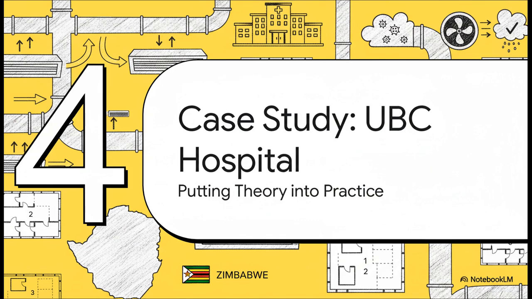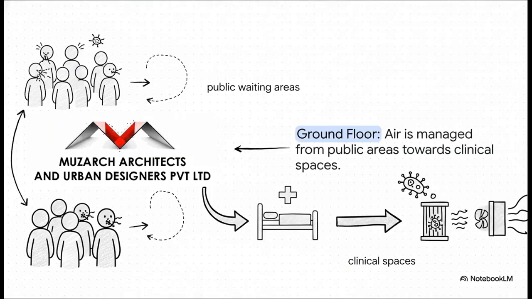Right, so that's the theory. But what does it look like in a real project here in Zimbabwe? Let's take a look at the UBC Hospital and see how all these principles are put into practice floor by floor. Here we are on the ground floor. This is a busy place. You've got the emergency department, triage, outpatient clinics. The big challenge here is managing all that foot traffic. The design is all about controlling the direction of the air, making sure it flows from the public waiting areas towards the clinical spaces, and then gets exhausted. It's a smart way to stop infections from spreading right at the front door.